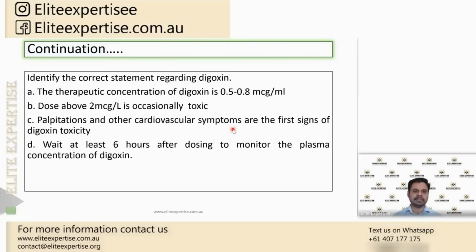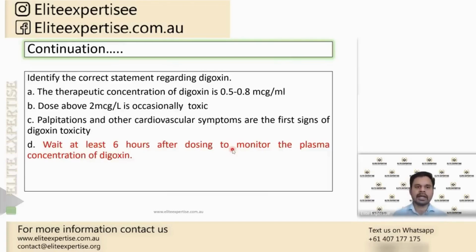And the last statement says to wait at least 6 hours after dosing to monitor the plasma concentration of digoxin, that is on day 7 once the drug reaches the steady state concentration. So among the 4 statements, which statement do you consider correct? The correct statement is to wait at least 6 hours after dosing digoxin to monitor the plasma concentration. So why not the other statements?